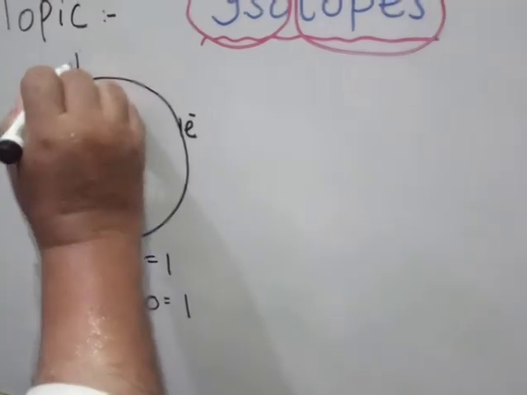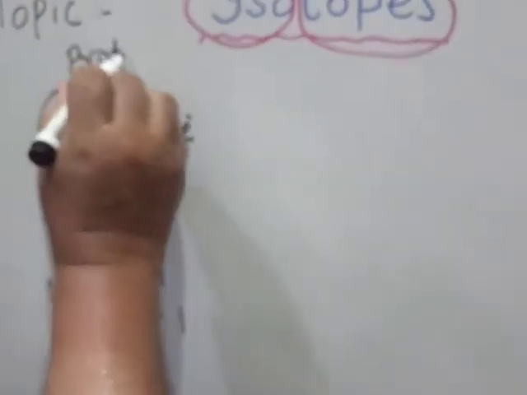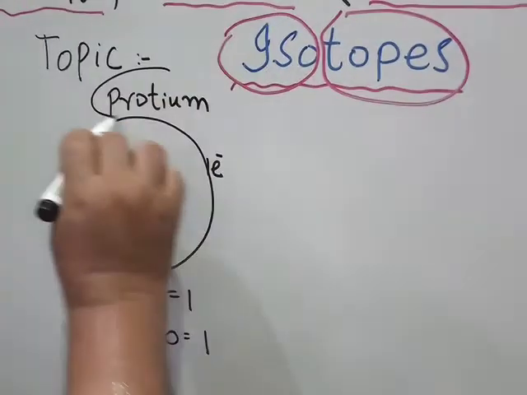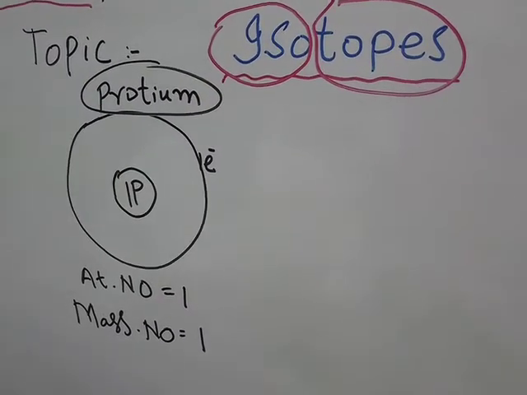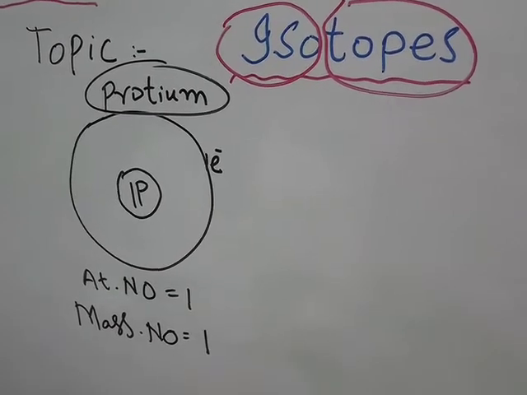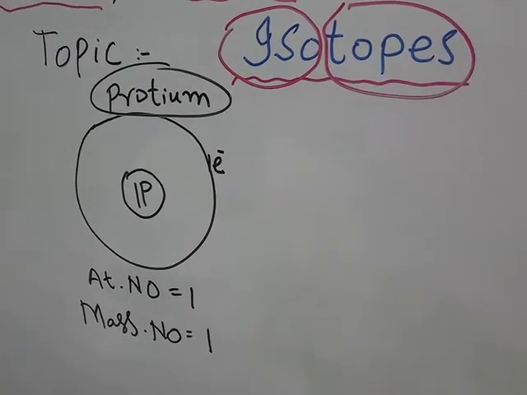This isotope is called protium. This is called what? Protium. It is called ordinary hydrogen, and water contains more than 99% of this isotope.